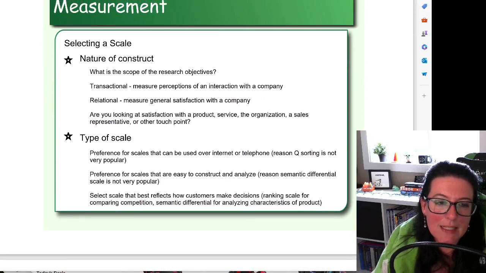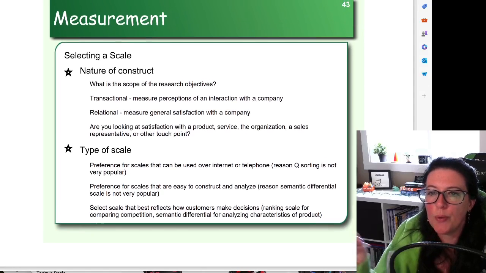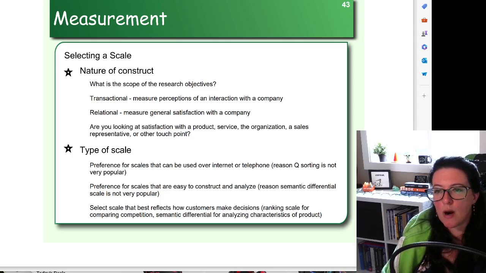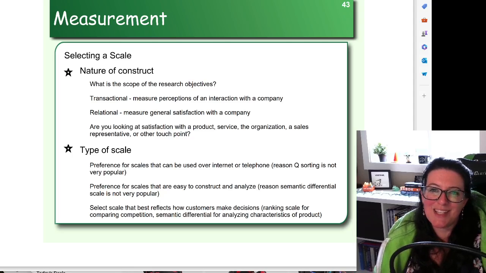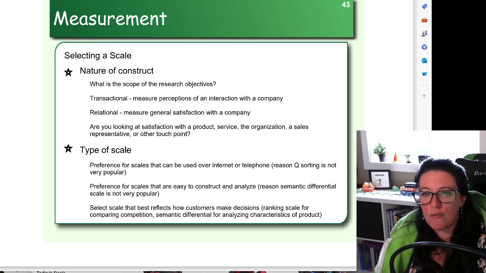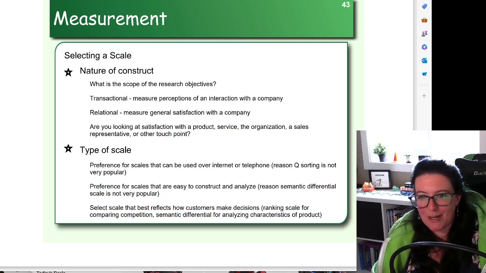So the first thing we need to consider is the nature of our construct. What is the scope of the research? What are our research objectives? Going back to what is the management decision problem we are trying to solve? What decisions or actions will come of this information?